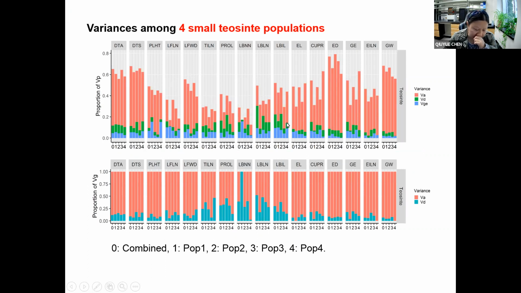The above results are from the combined 4 populations. We also estimated the variances among the four small teosinte populations and the 4 small landrace populations, and we got similar results.